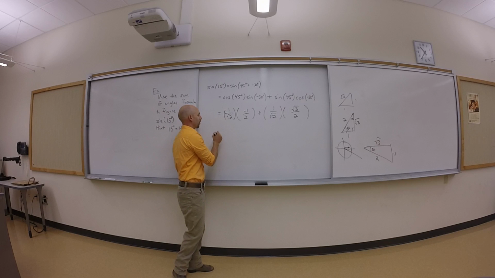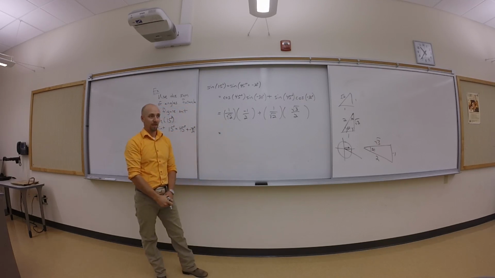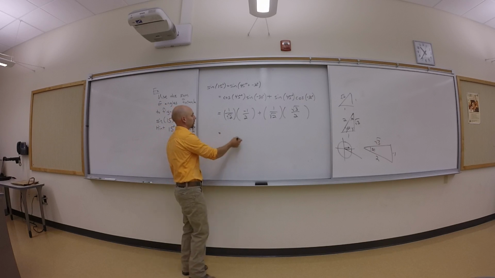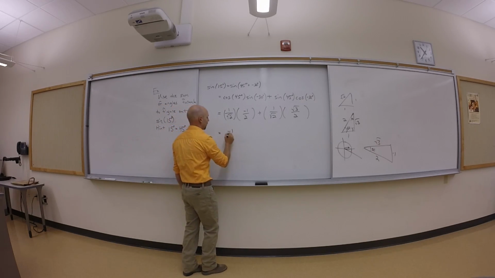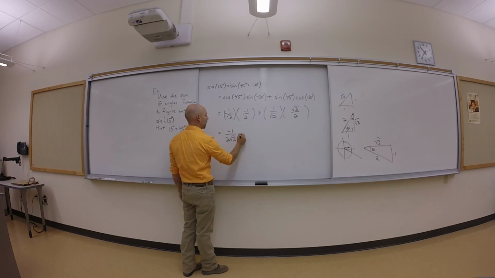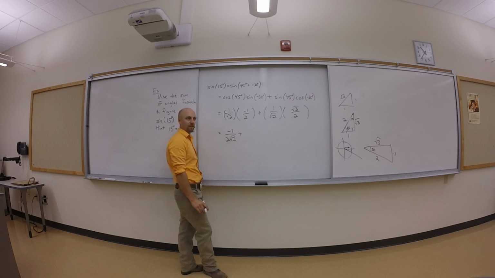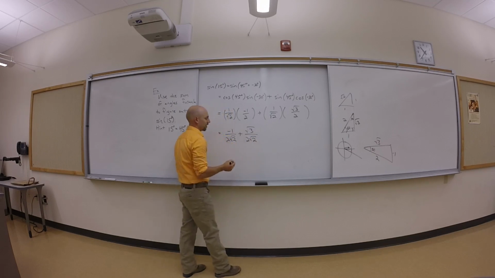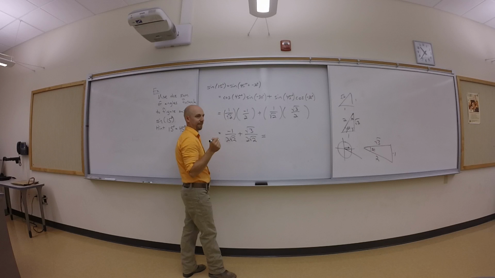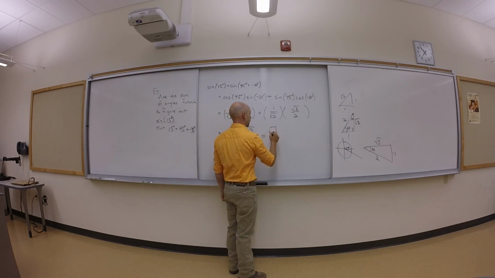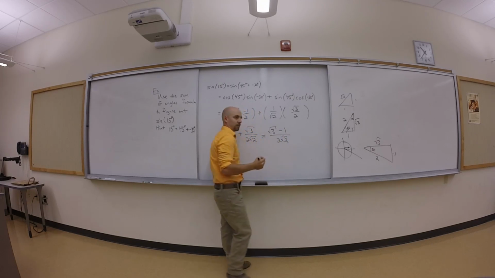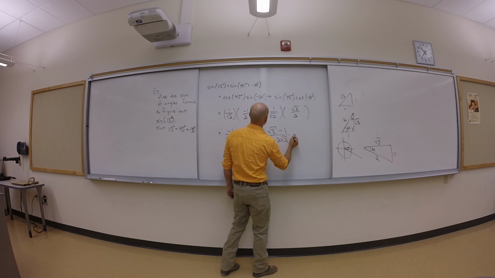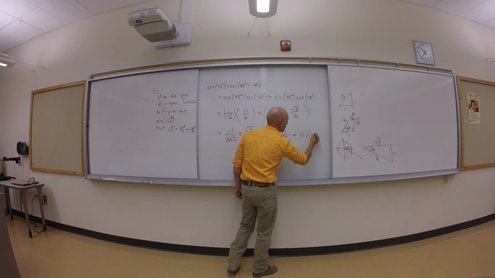Okay, once I'm here, what do I do? Multiply it out. So your first term is what? Negative 1 over 2 root 2. Plus, what do you got in the other one? Square root of 3 over 2 root 2. Gives you all told here square root of 3 minus 1 over 2 root 2. And this is sine of 15 degrees.